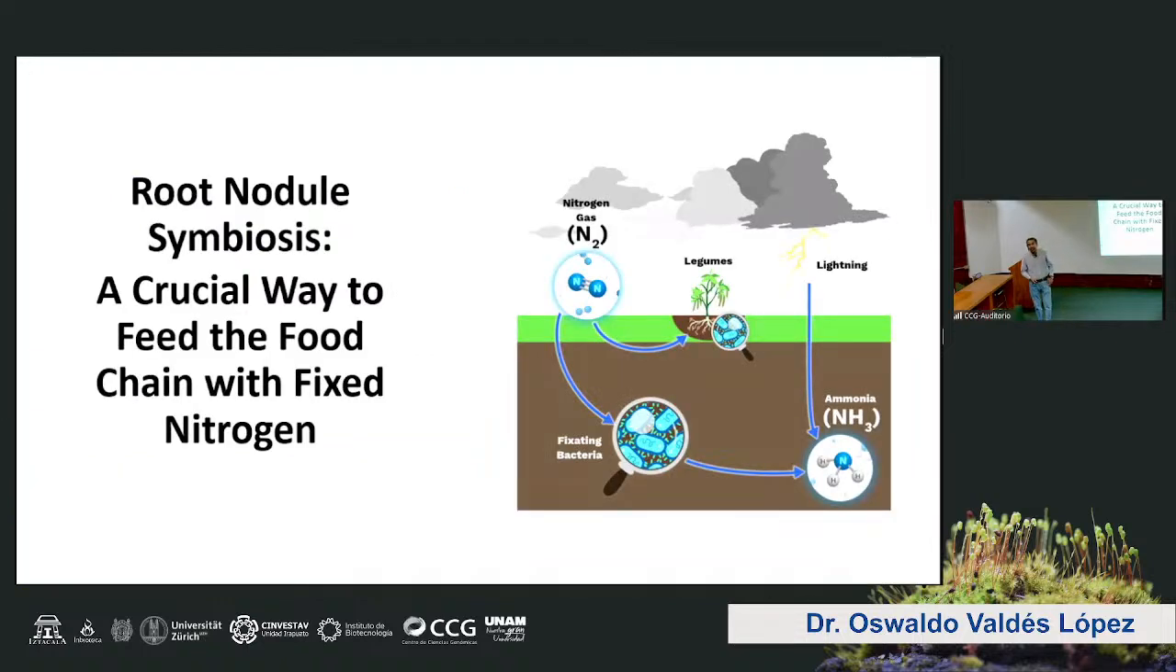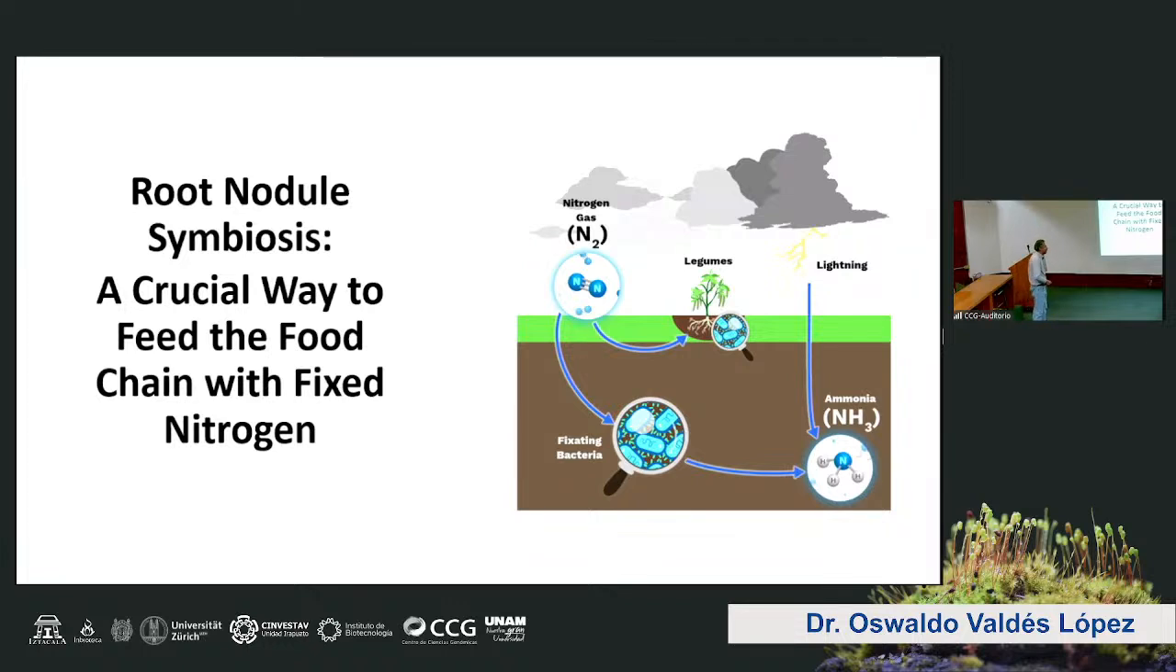So I'm really lucky that Luis, Gina, Hernandez, and Jesus already talked about root nodule symbiosis, so I can skip many slides of introduction. I just want to bring your attention that root nodule symbiosis is a really important process to feed the food chain with fixed nitrogen. This means that if this symbiosis fails, basically life on Earth would be untenable. So that's why it's very important.